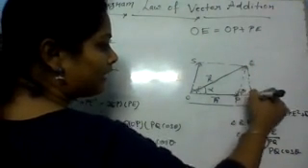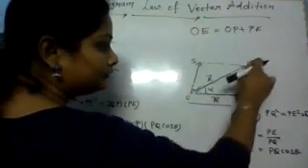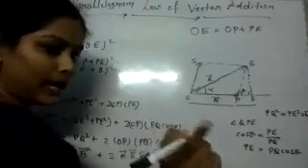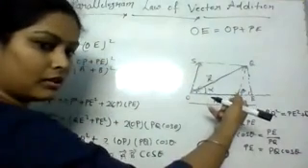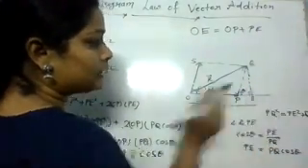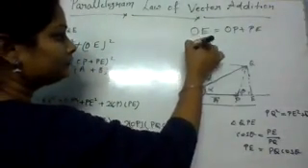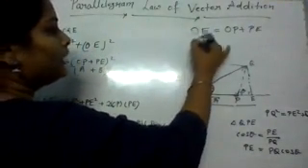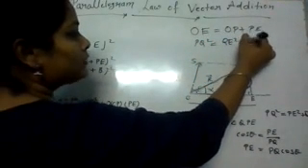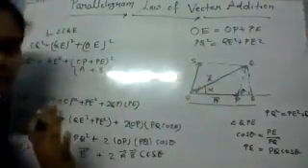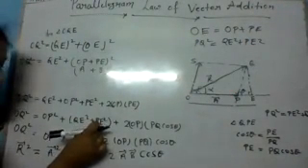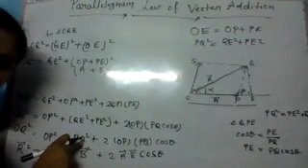See this. You can see this small triangle PQE. This is also a right triangle. We can apply Pythagoras theorem here also. So we can write PQ square equals PE square plus QE square. Can we write this? PQ square equals QE square plus PE square. So QE square plus PE square becomes PQ square.